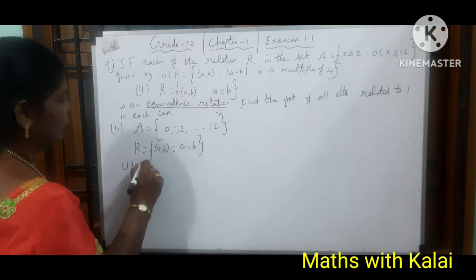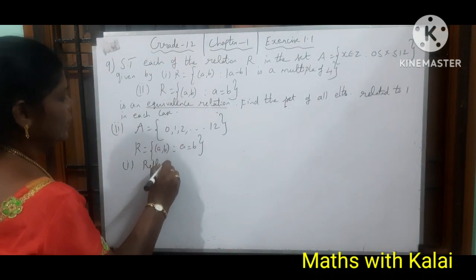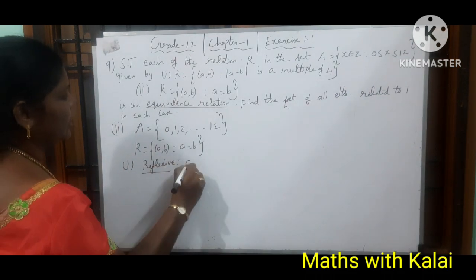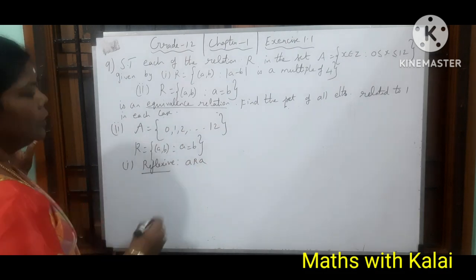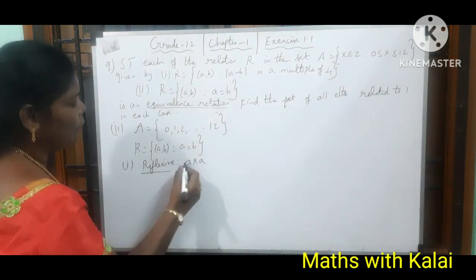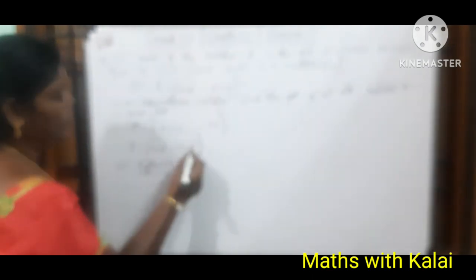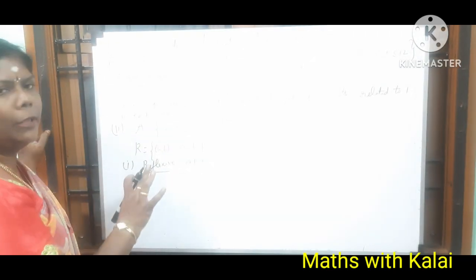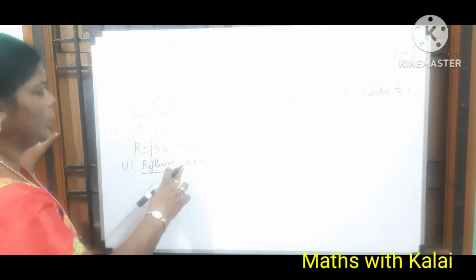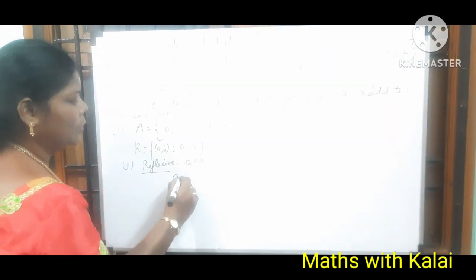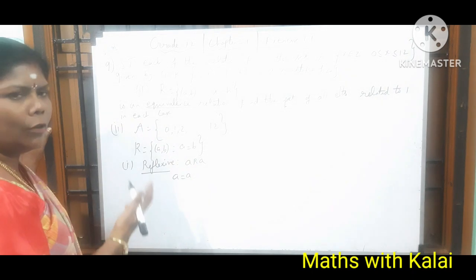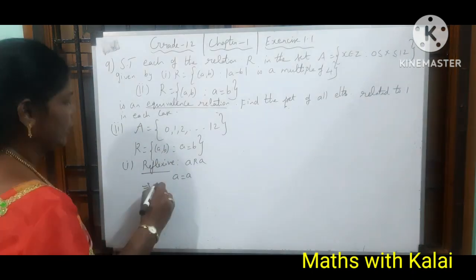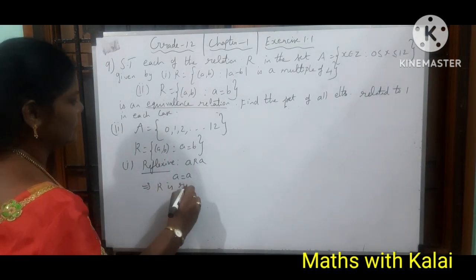In part 1, let us check reflexive. The condition for reflexive is that A must relate to A, that's all. For A to relate to A, the condition is that if the two elements are equal, then that element is in the relation R. A related to A: we check whether A is equal to A. Of course that is true, which implies R is reflexive.